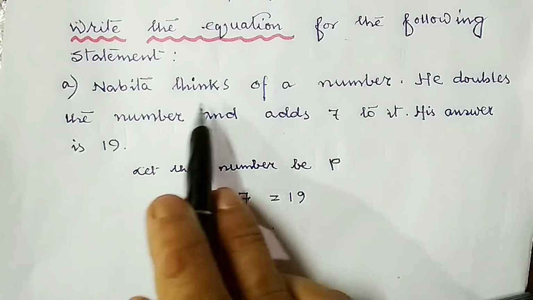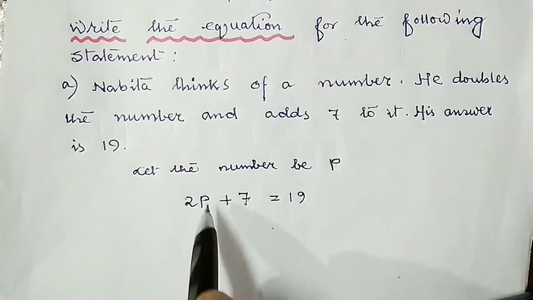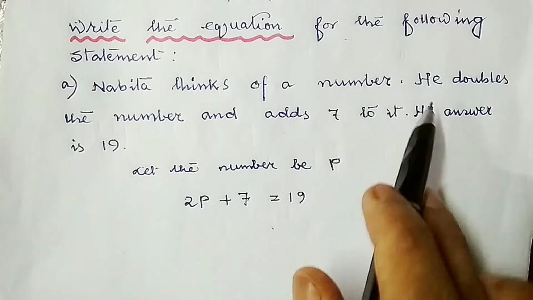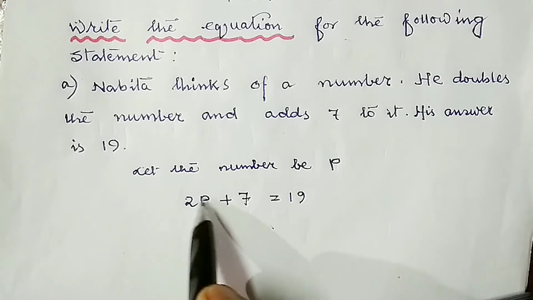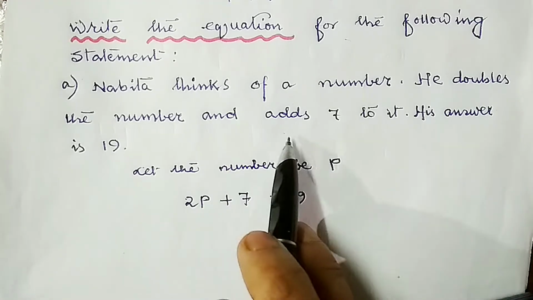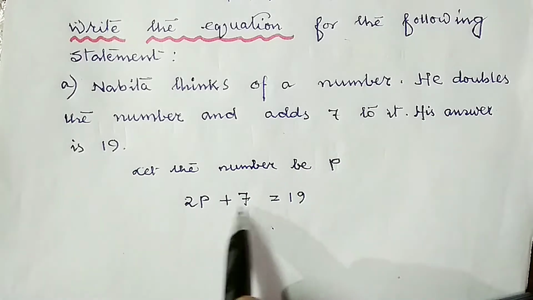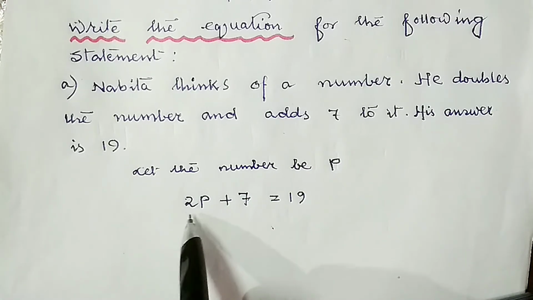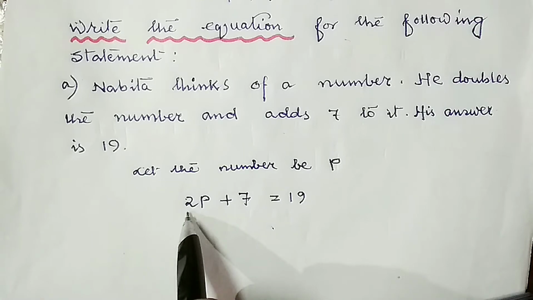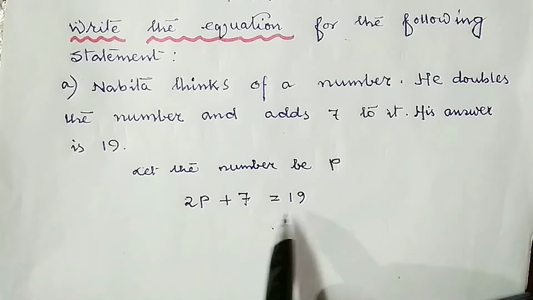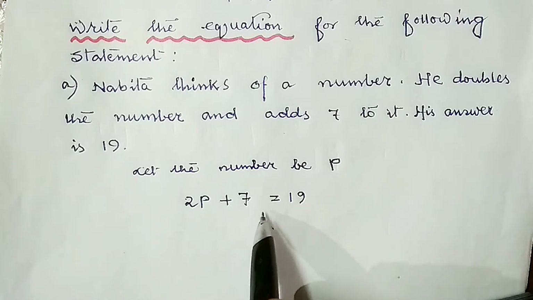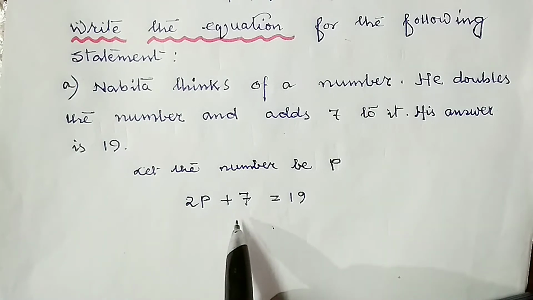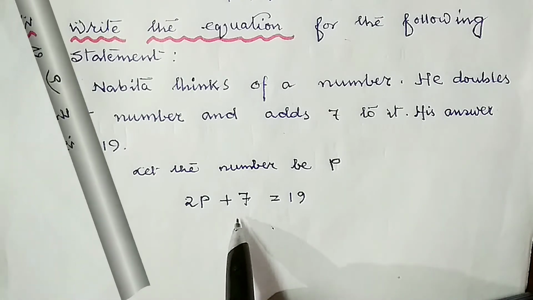Clear? Nabita thinks of a number, so we consider, let the number be p. He doubles it, so doubles means multiply that number by 2, so it will become twice p, and add 7 to it. 7 to what? 7 to that number which is multiplied by 2. His result is 19, so this equals 19, so this is an algebraic equation. I hope how to frame an algebraic equation is now clear.